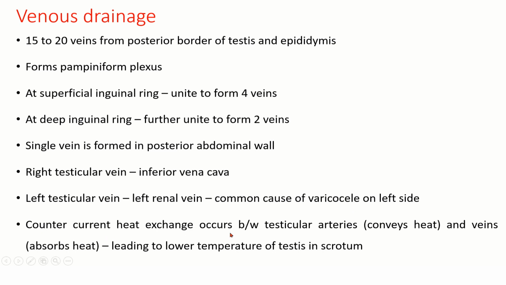Countercurrent heat exchange occurs between testicular arteries conveying heat and veins absorbing heat, leading to a lower temperature of the testis. So these plexiform veins will be around the testicular artery. The hot blood which is reaching the testis will be cooled by the blood in the veins which is going towards the abdomen.